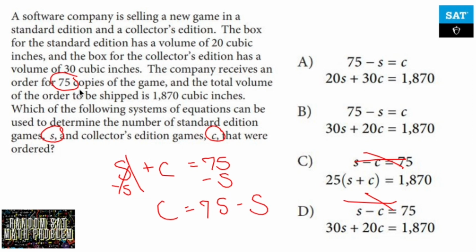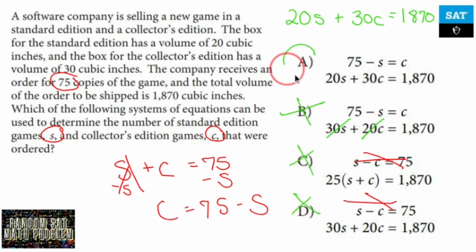Let me write the other equation that I'm going to need. I also have information about the fact that it's 20 cubic inches for the standard edition, standard was S, so 20S. On top of that, 30 cubic inches for the collector's edition. And all of those cubic inches are going to add up to that thousands number, which is 1,870. So 20S plus 30C equals 1870, not 30S plus 20C, not B, not C, not D, but A.